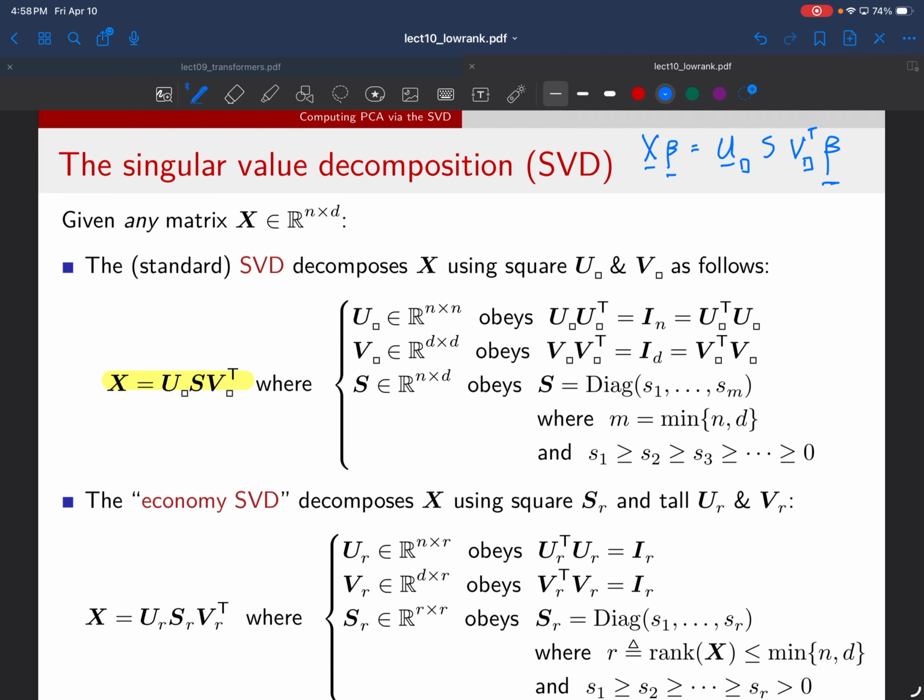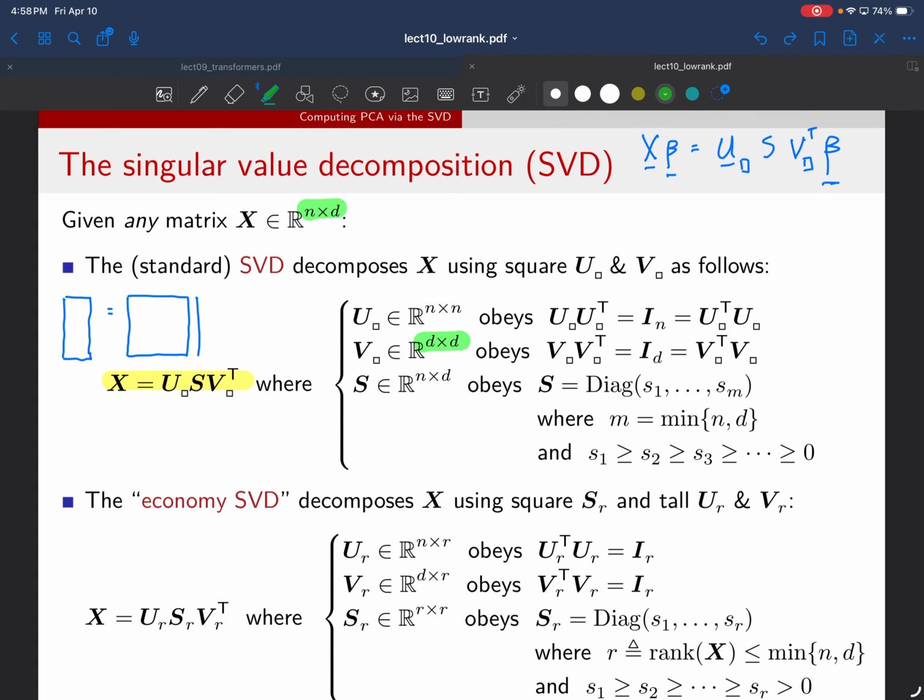So let's try to visualize a little bit how these matrices look. There are different cases. If X is, for example, tall, then the SVD looks like this. These U and V matrices are always square. And S always has the same size.